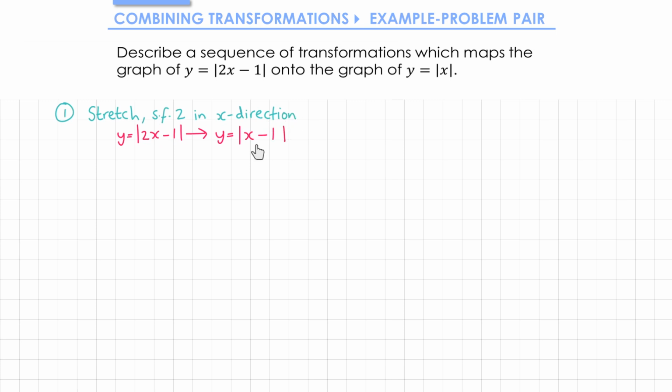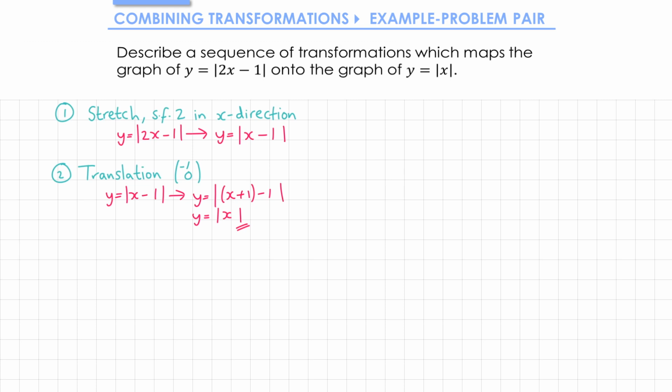Next, I'd like to deal with the minus 1. To undo the minus 1, it makes sense to replace x by x plus 1. That gives us a translation of vector minus 1, 0. Let's apply the transformation. This time we're replacing x by x plus 1. X plus 1 minus 1 just gives me x. So in my opinion, that's the most straightforward way of applying two transformations in this question.